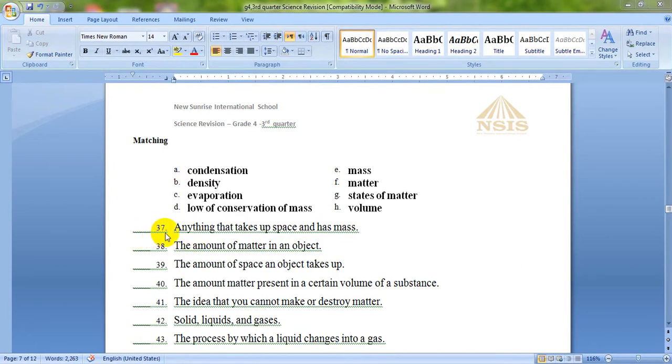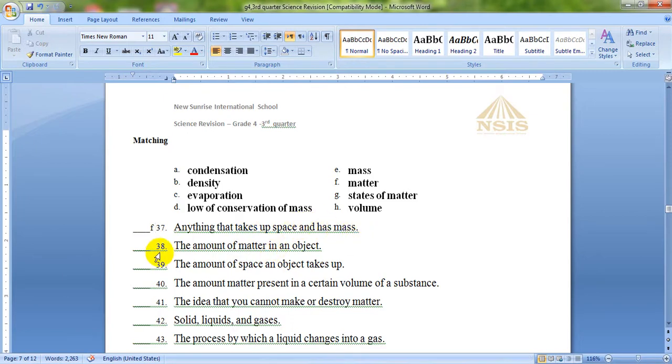Question number 37. Anything that takes up space and has mass. Which definition was this? We said that anything around us that takes up space and has mass is called matter. So the first one will be letter F. Matter is anything that takes up space and has mass.